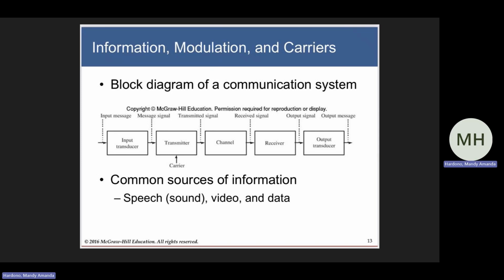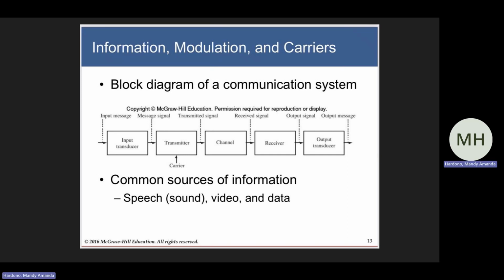Then the output signal is going to go into the output transducer. The output transducer could be something like a video monitor or a speaker. A speaker would be used in the case where your input transducer is a microphone. So you're talking into the microphone, and then the output is going through the speaker, the output transducer.